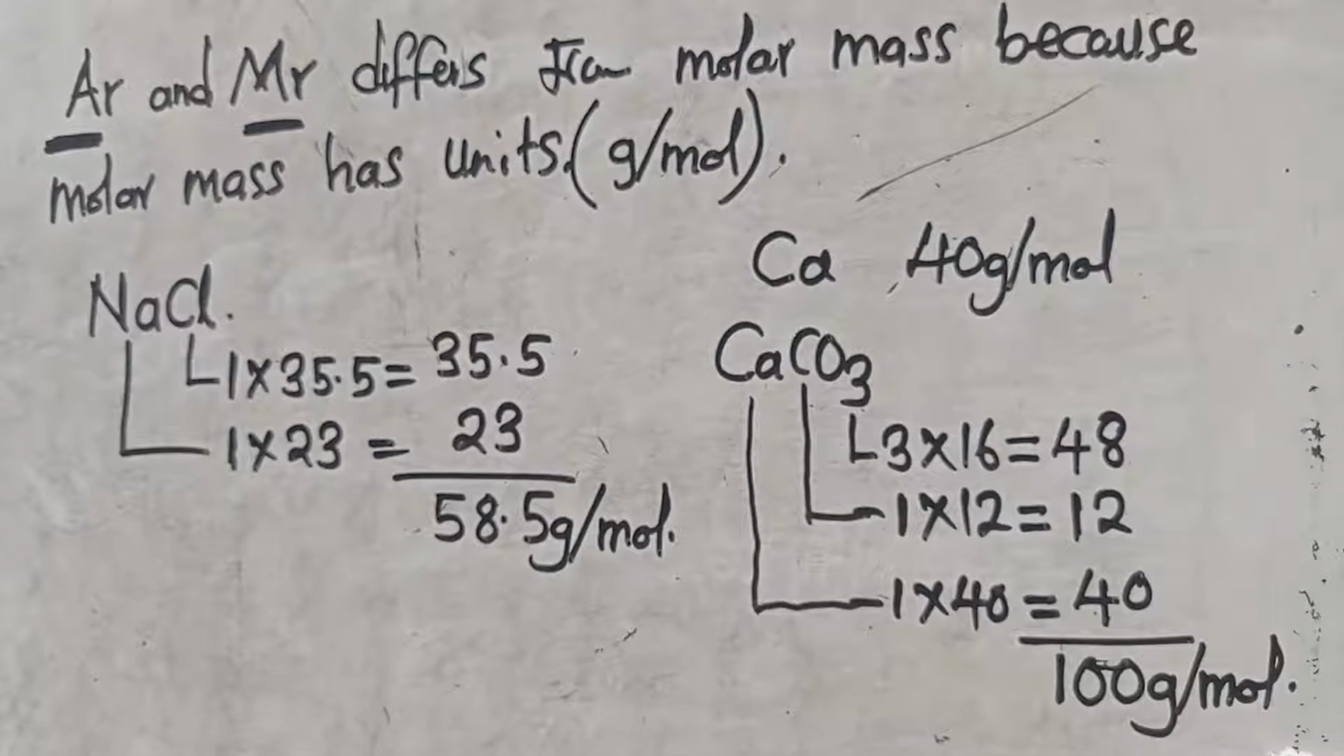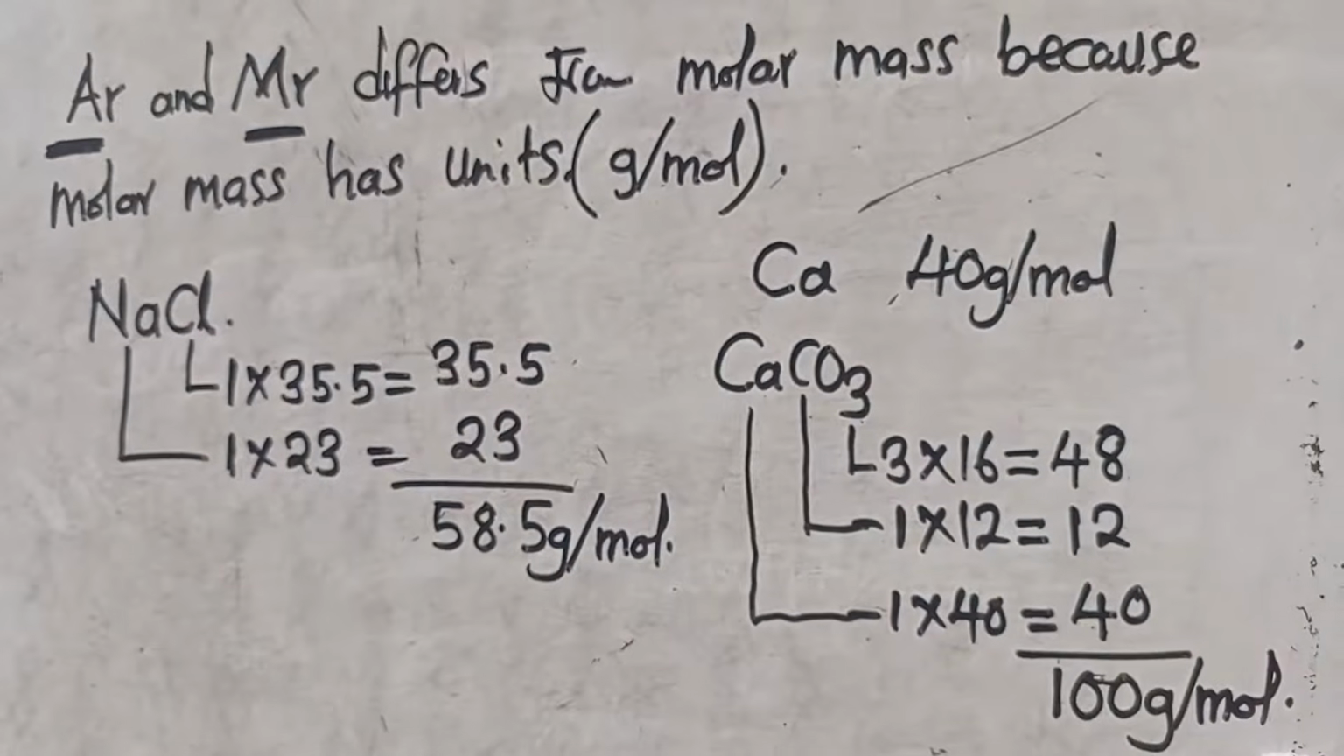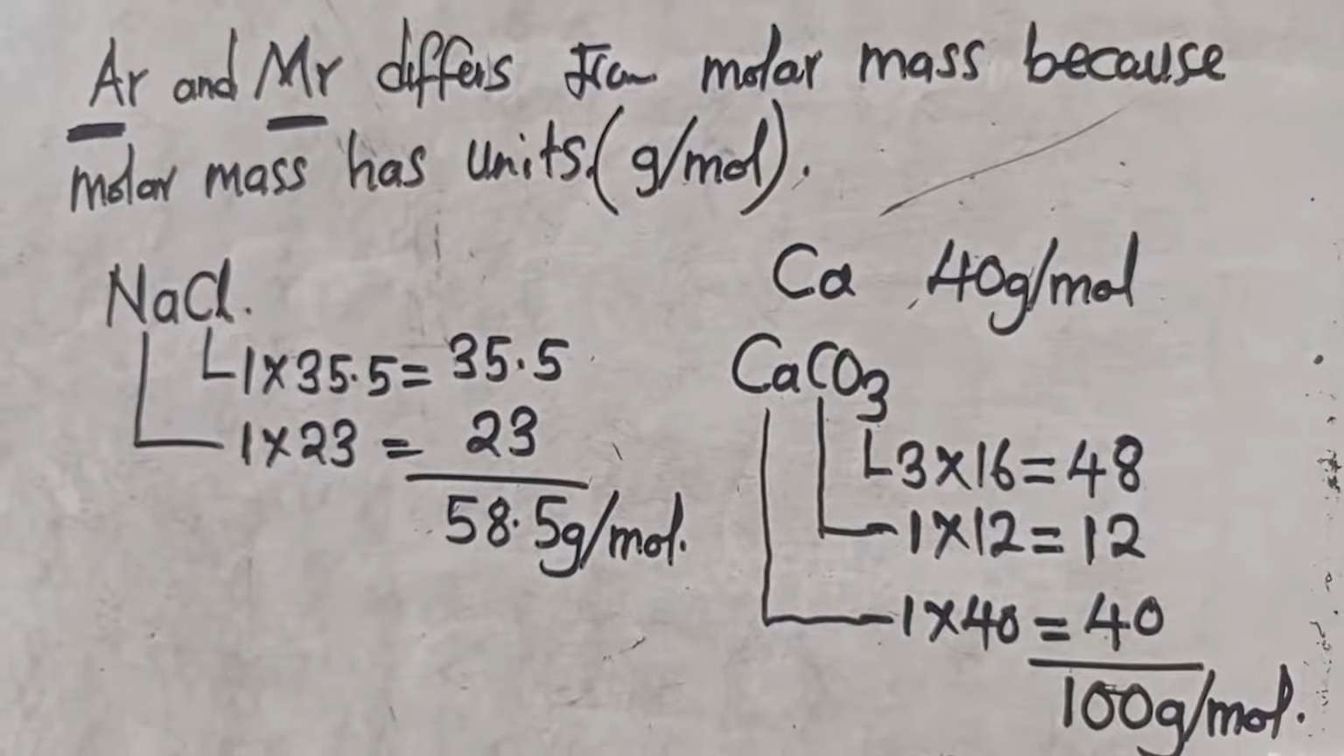So molar mass is defined as the mass of 1 mole of a substance. And molar mass does not have any big difference from relative molecular mass and relative atomic mass. These two don't have any difference. I guess we are moving together and we are able to understand these things that I'm teaching you.